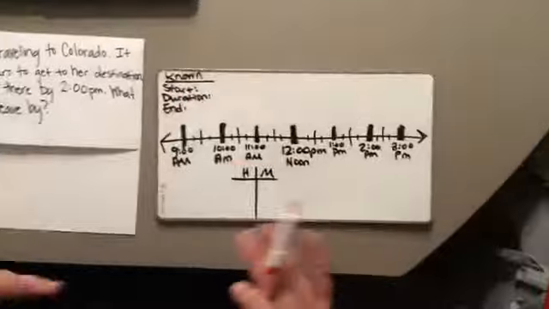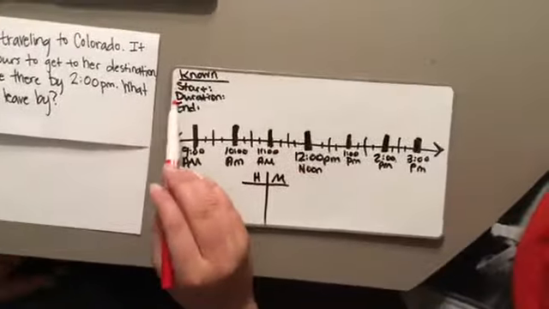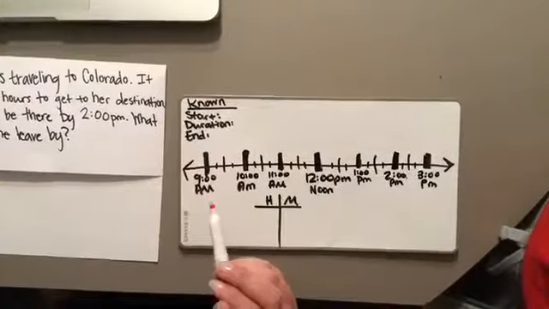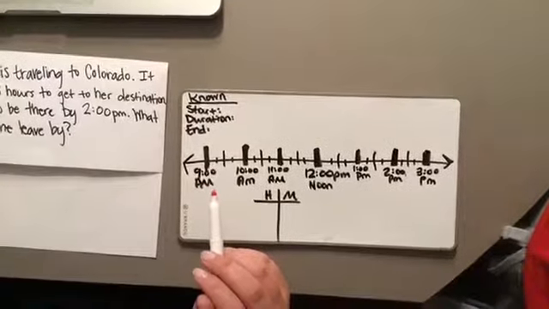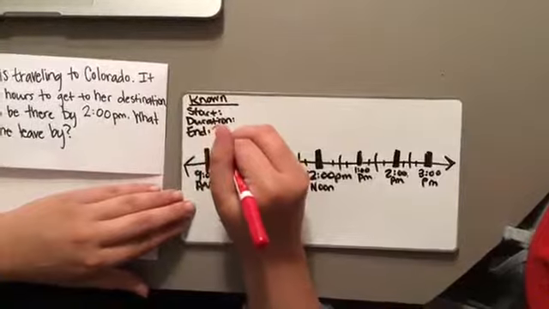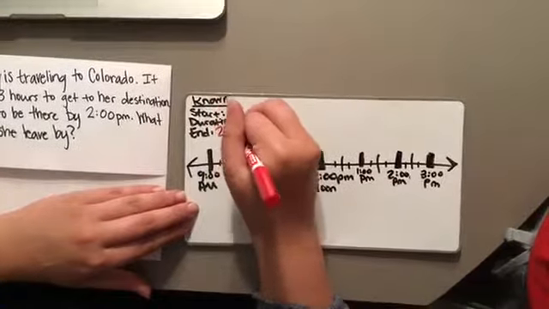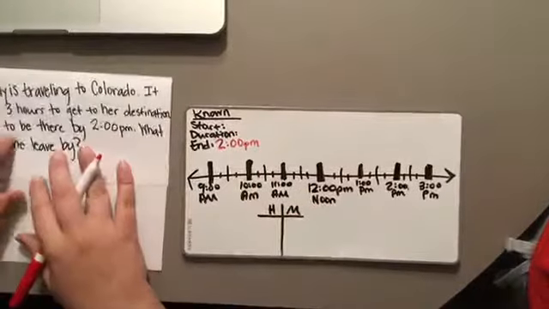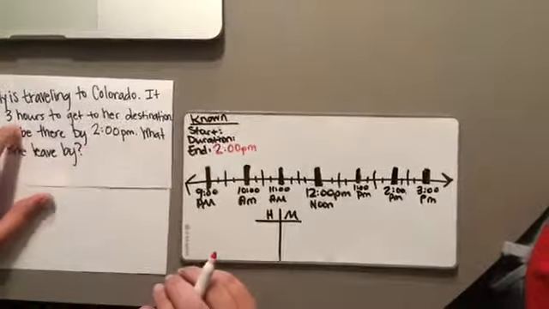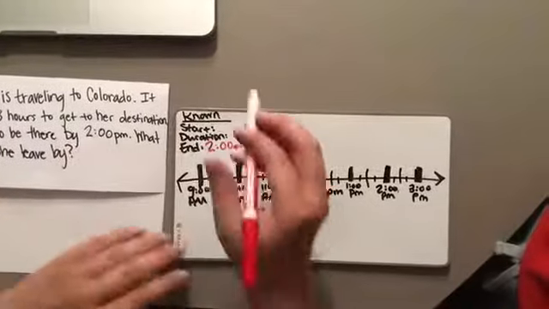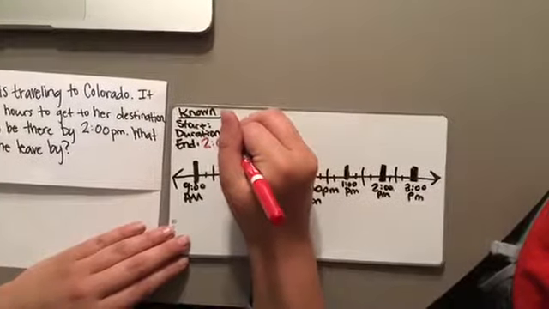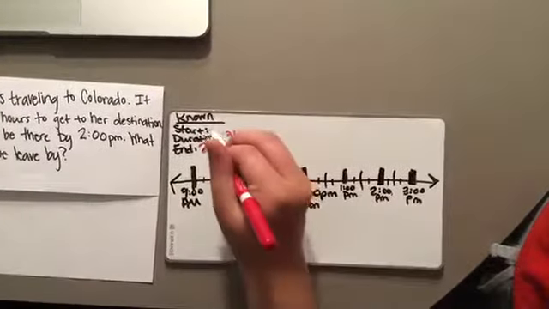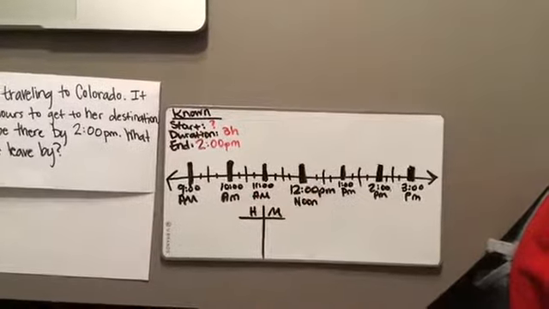So we need to refer to what we know. We need to look at if we know the start time, the duration, and the end time. So I know the end time is 2 p.m. because that's what time her travel needs to end. That's when she needs to be at her destination. And then I also know duration because there's 3 hours. It takes her 3 hours to get there. So that's the duration. That's also known as how long it takes. And so my unknown is my start time.